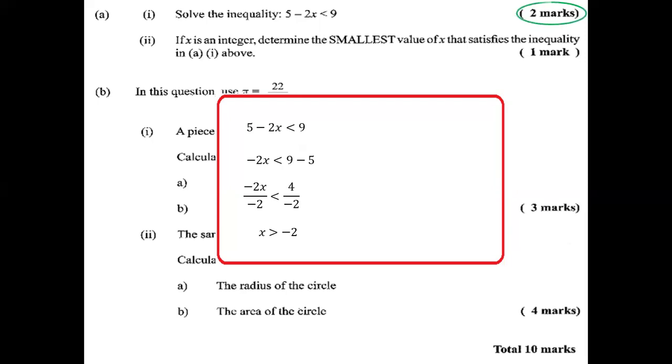All right, now the question is asking, if x is an integer, find the smallest value of x that satisfies the inequality. Now, integers are all our positive and negative numbers, and the values of x, given that it's greater than minus 2, would be minus 1, 0, 1, 2, 3, on and on and on. But the smallest one is what they're asking for, which is minus 1. That completes that.